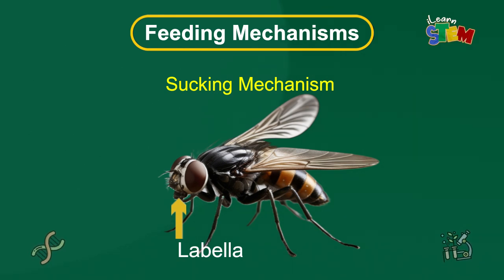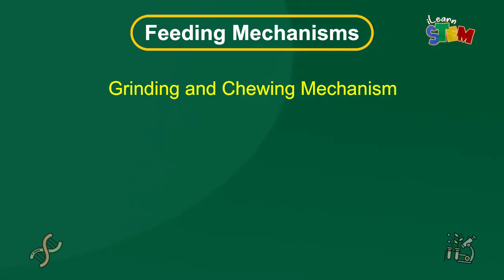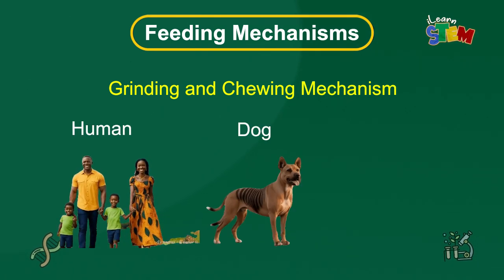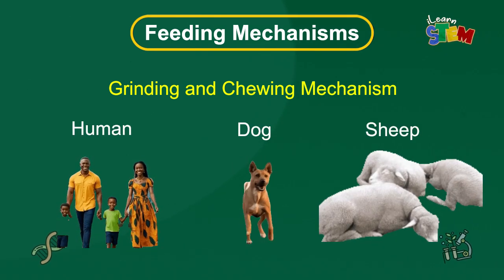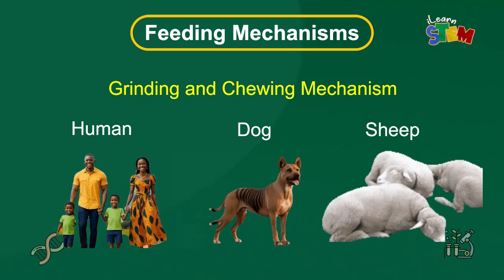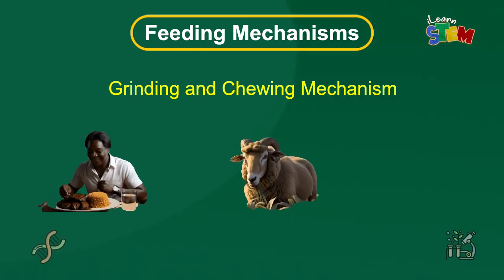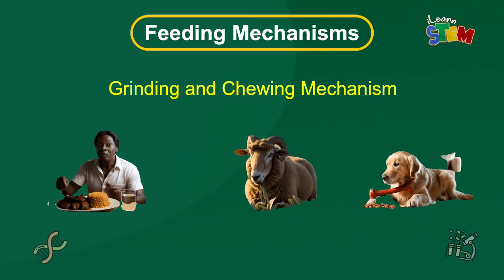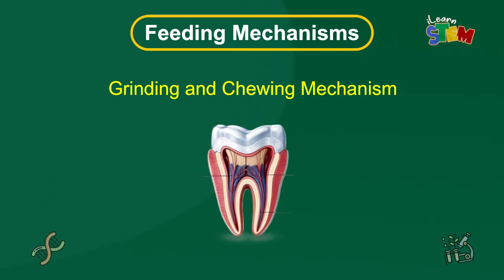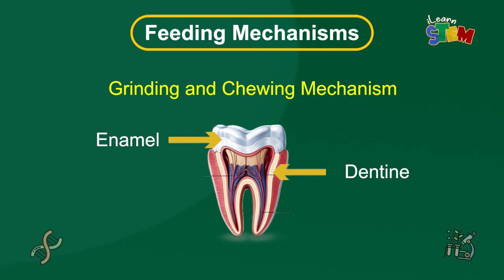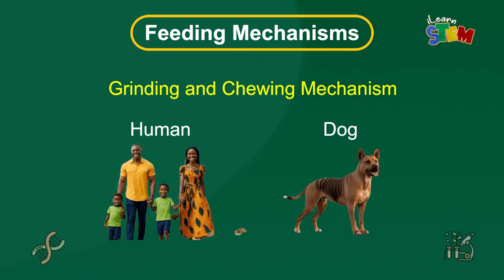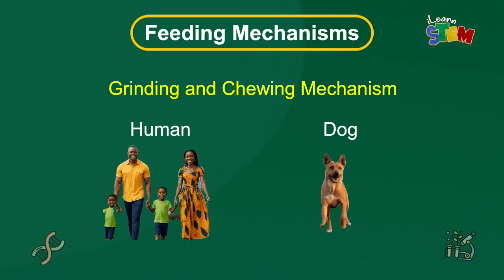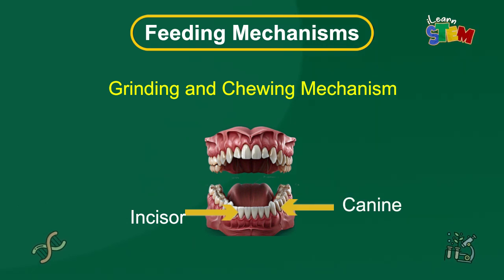The next feeding mechanism is the grinding and chewing mechanism. Grinding and chewing mechanism is common among mammals like man, dog, sheep, and so on. These animals are capable of grinding their food before swallowing. The grinding is aided by the presence of hard and strong teeth made up of enamel and dentin. Mammals like man and dogs have 4 different types of teeth, namely, incisor, canine, premolar, and molar.